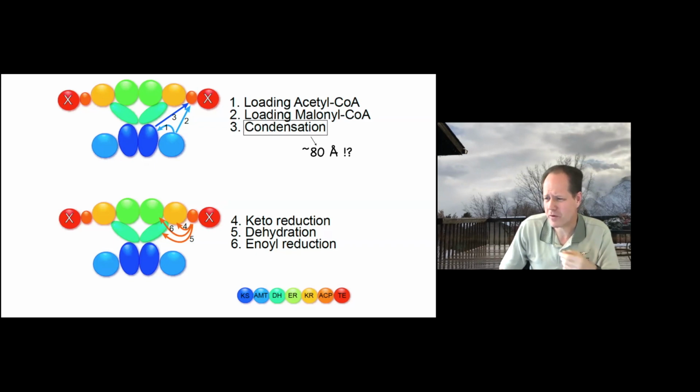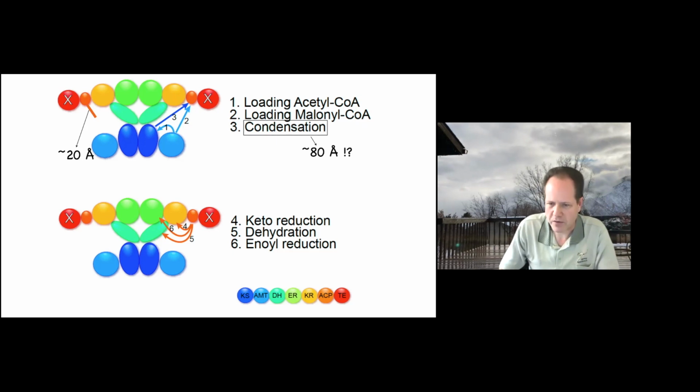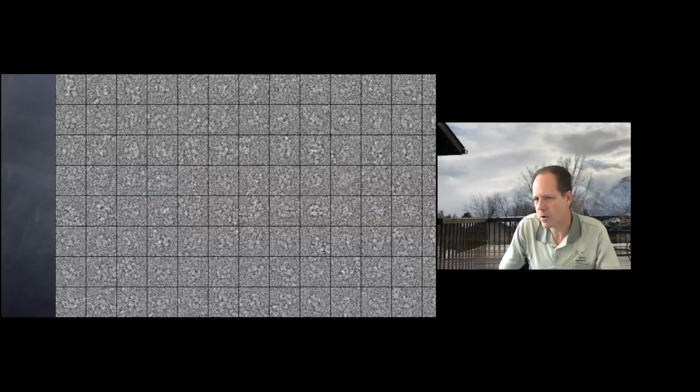And there was a mystery for a long time in this complex, which is that the distance from here to here is about 80 angstroms. And the substrate sits on the end of an acyl carrier domain here, which is only 20 angstroms long. So how does the substrate get to all of these different enzymatic activities? So this was an example that I've used over the last decade for the 2D variability analysis in EMAN2. So we look at a bunch of the particles from this data set.